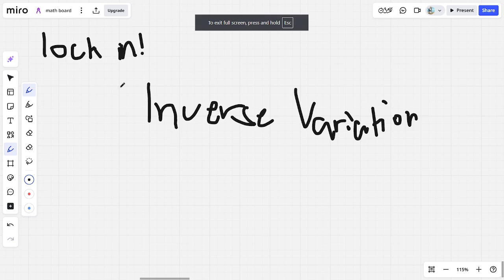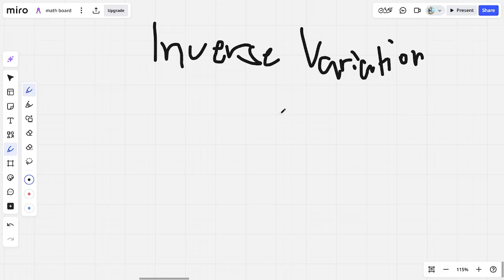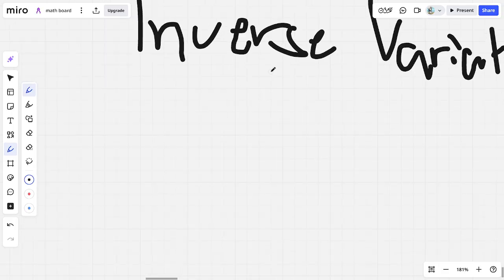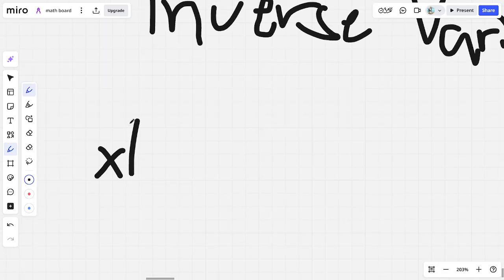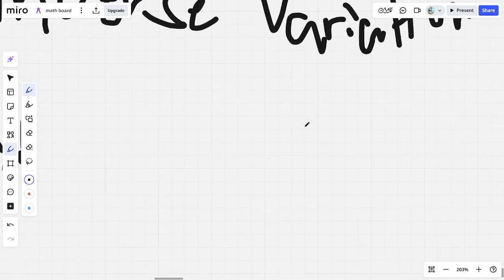Today we're going to be tackling inverse variation this time. So in inverse variation, one variable increases and the other decreases, or vice versa. Our equation is going to be y is equal to k over x.